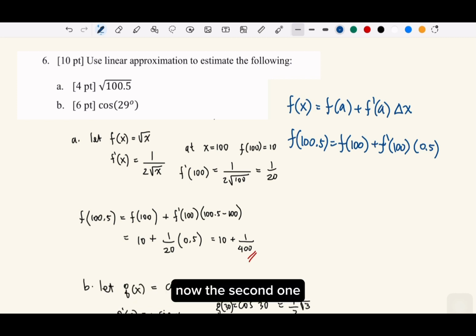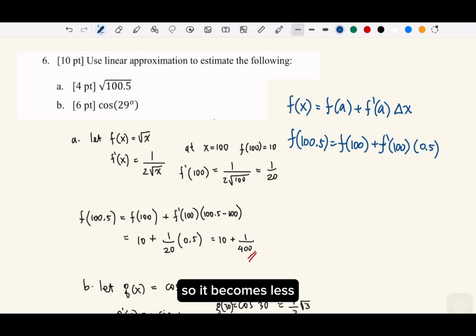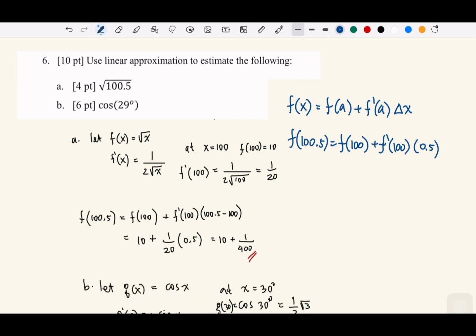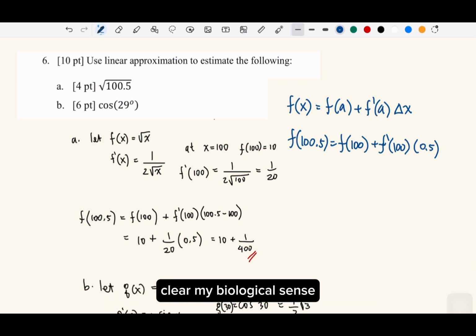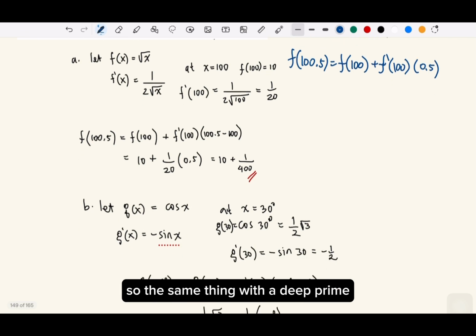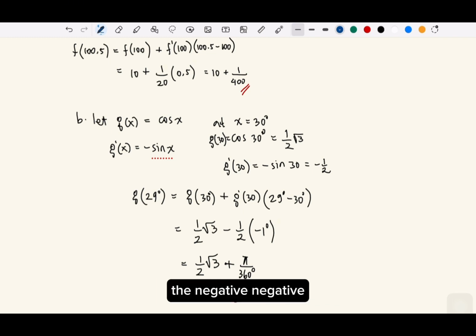Now the second one, the cosine of 29. The value that we are able to calculate is 30. Right? So it becomes less, which means the delta will be negative. Okay, negative 1. I hope that's clear by logical sense, because sometimes you may mix up positive and negative. So the same thing, we take g prime, but since g prime is negative, we get positive at the end. Okay? So negative, negative.